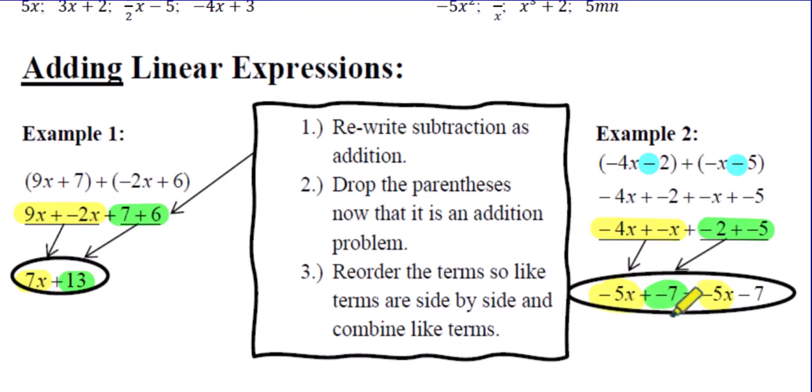Now, if you write your answer like this, negative 5x plus negative 7, that's fine. You do want to recognize, though, that that is equivalent or equal to negative 5x minus 7 if we undo adding the opposite, if we undo rewriting it as an addition problem. So just recognizing that these 2 expressions are equivalent is kind of important for us.